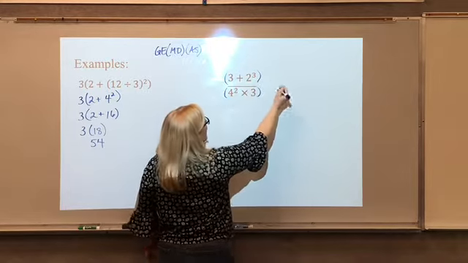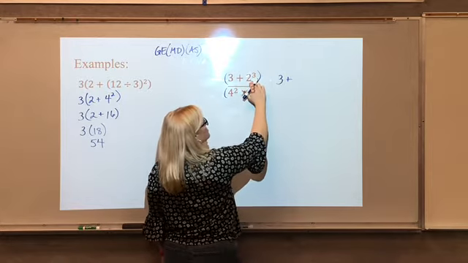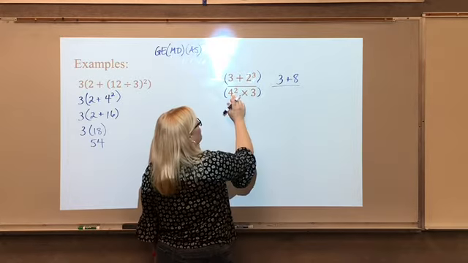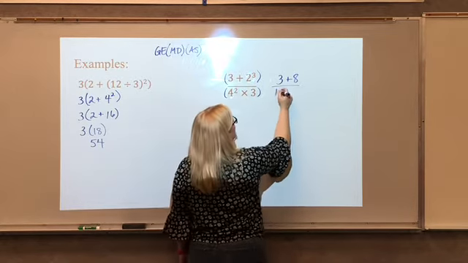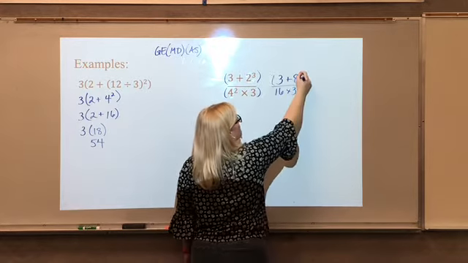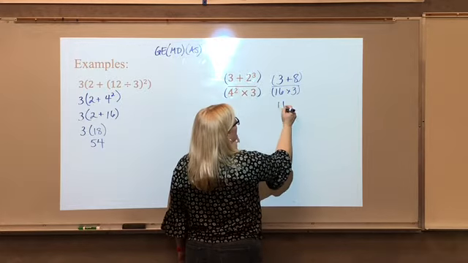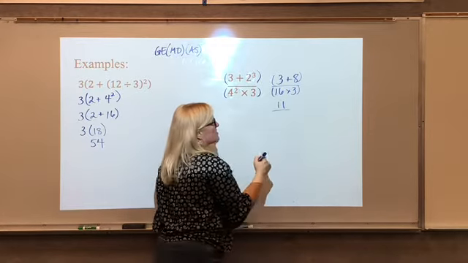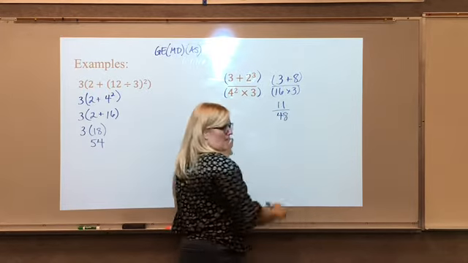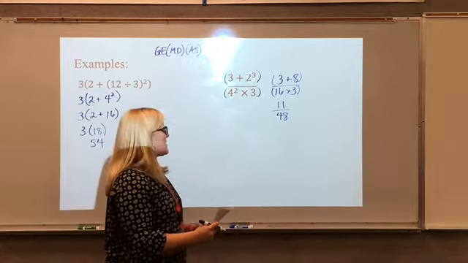So I'm looking at the top, I've got 3 plus exponent first here. 2 to the 3rd power is 8. And that's over, I'm going to do my exponent here, 16 times 3. And again, you can kind of imagine that they're still in groups here. So this is 11 over 16 times 3 is 48. And that is my answer, 11 over 48.